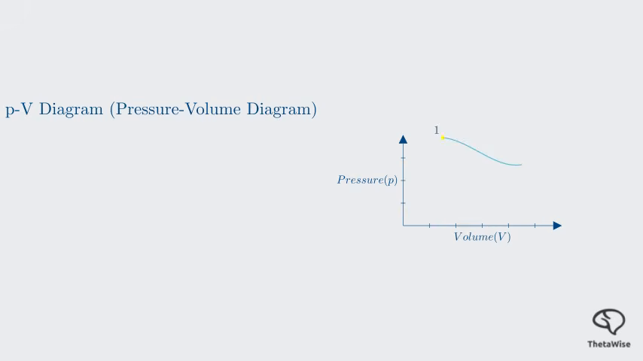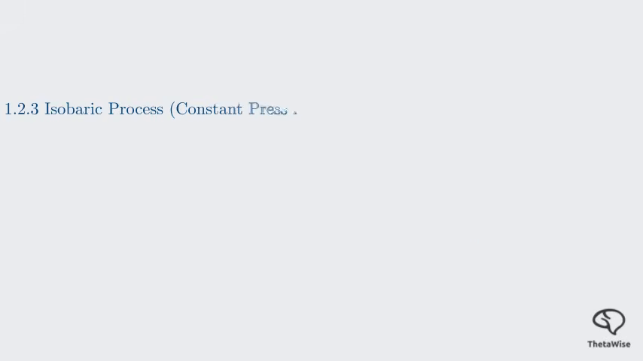Notice the arrow on the curve. This indicates the direction of the process, moving from an initial state, let's call it 1, to a final state, state 2. The shaded region under the curve is the area. This area represents the work done during the process. If the arrow points to the right, volume increases, so the gas expands and does work on its surroundings, and the work done is positive. If the arrow points to the left, volume decreases, meaning work is done on the gas, and the work done is negative.